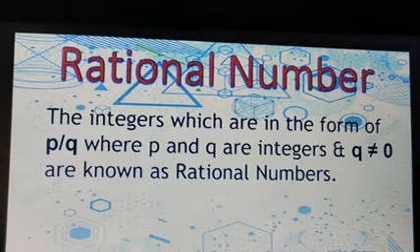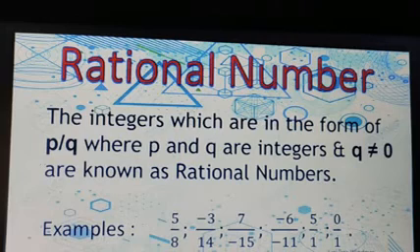For example, if we talk about rational numbers: 5 by 8, where 5 and 8 are integers, minus 3 by 14, 7 by minus 15, minus 6 by minus 11, 5 by 1 or 5 only, or 0 by 1. Yes, 0 and 5 are rational numbers because we can put 1 as denominator to any number. In 0 by 1, the condition given is q is not equal to 0, but p can be 0. So 0 by 1 is also a rational number.